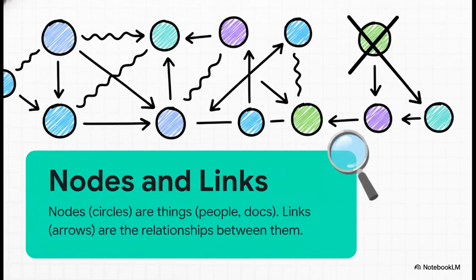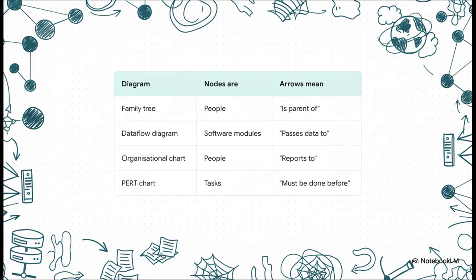The whole system really boils down to two simple concepts. First, you have the node. Just think of it as a circle, a single piece of information, a person, a document, an idea, anything. Then you have the link. That's the arrow that connects two nodes and, crucially, describes their relationship. And that's it. The whole idea is just circles and arrows. And this super simple model is unbelievably powerful.